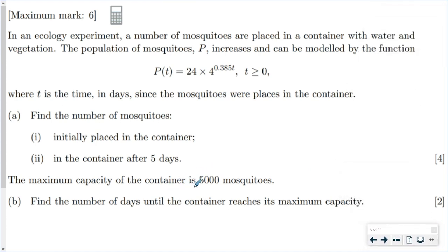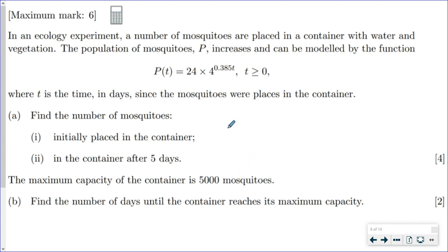In an ecology experiment, a number of mosquitoes are placed in a container with water and vegetation. The population of mosquitoes, P, increases and can be modeled by the function P of t is equal to 24 times 4 to the 0.385 t power, where t is greater than or equal to 0. t is the time in days since the mosquitoes were placed in the container. A, find the number of mosquitoes initially placed in the container.